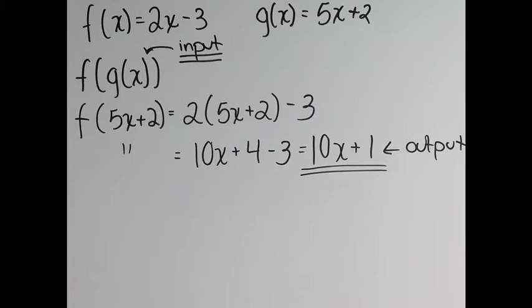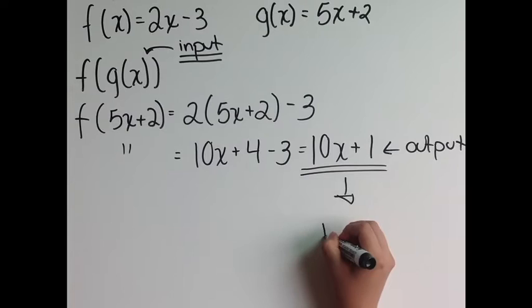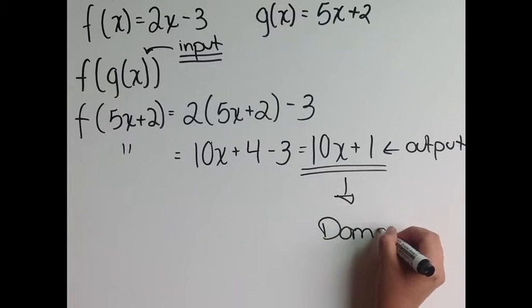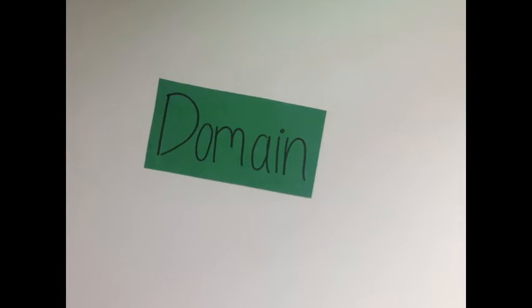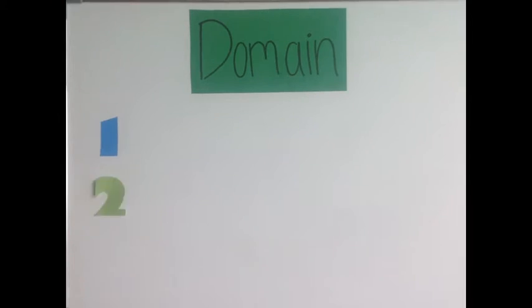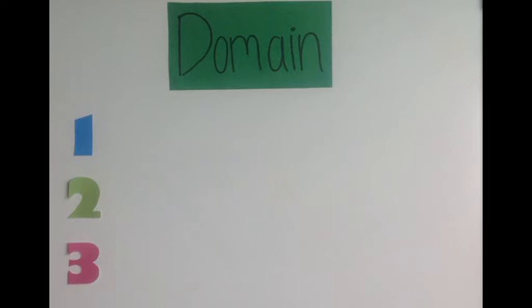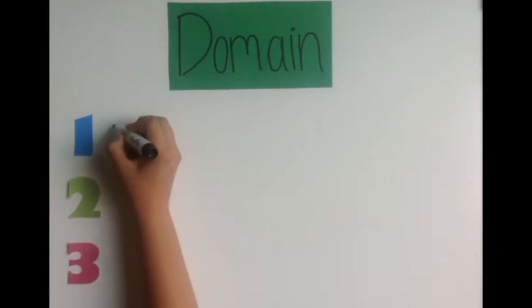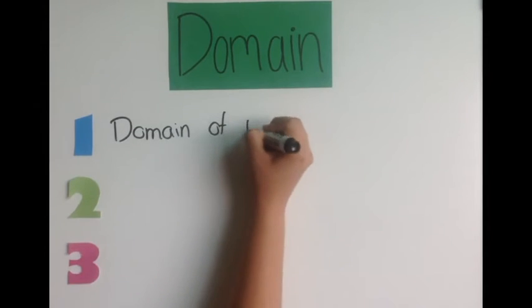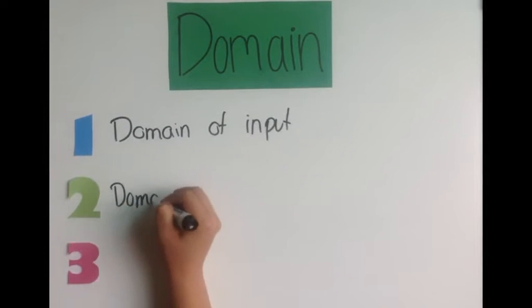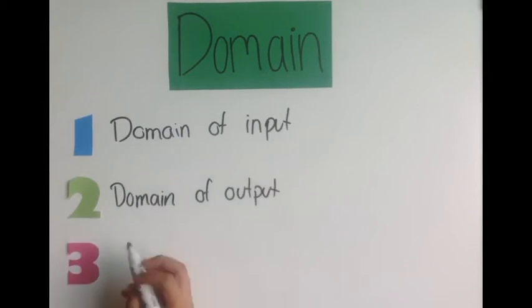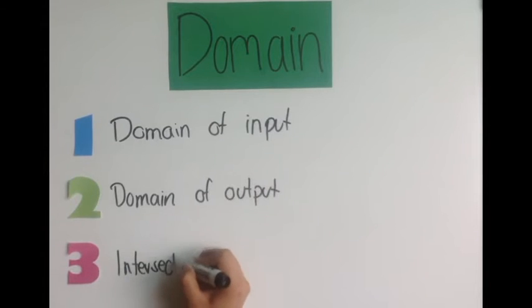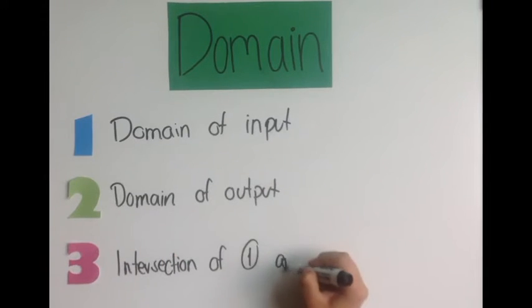And now that we have our output of the composite function, we want to get its domain. To get the domain, we need to follow 3 simple steps. The first one is to get the domain of the input. The second one is to get the domain of the output. And the third one is to get the intersection of both domains.